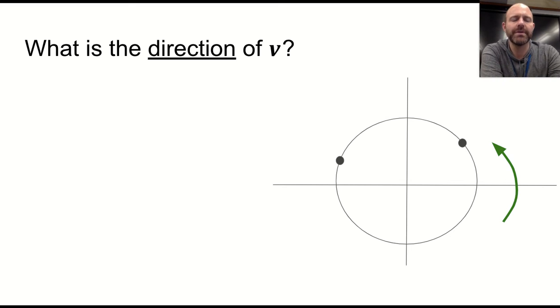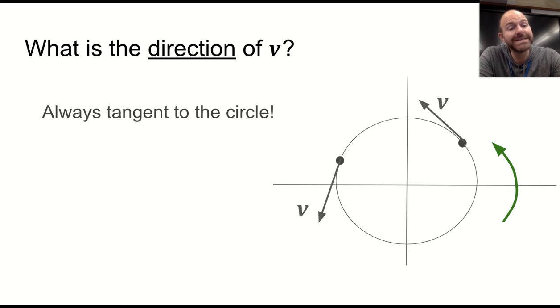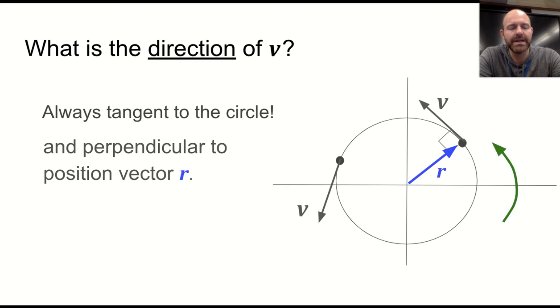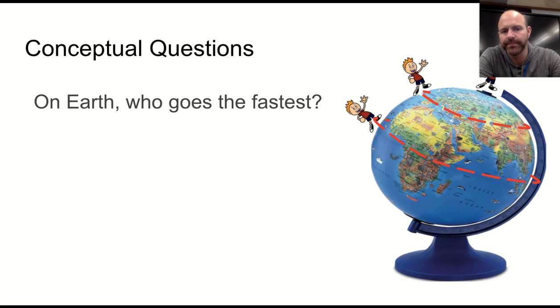So another question then comes: we talked about the speed, but what about the velocity of this object? Well, velocity has direction, and as it turns out, velocity is always tangent to the circle. So the direction of velocity is not always the same, but the speed, or the magnitude of it, is. And what this means for a circle is that it's perpendicular to the position vector, which is the r vector pointing to where the object is in the circle.